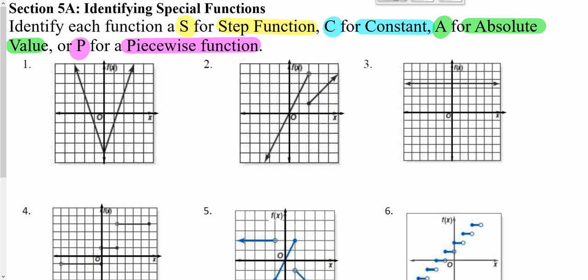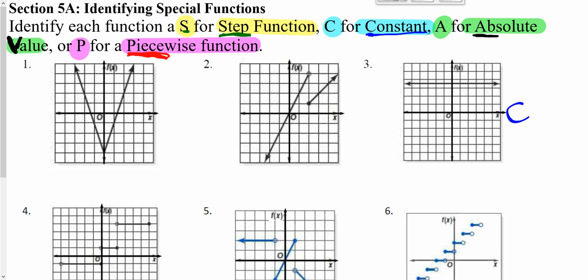Now, just so that you're aware, when you're dealing with a piecewise, you need to have more than one piece for it to work. Now, a step function looks like a series of steps. Now, a constant function means nothing ever changes. You always get out the exact same number. So you can see where this one is always the same height going across, so it is a constant function.